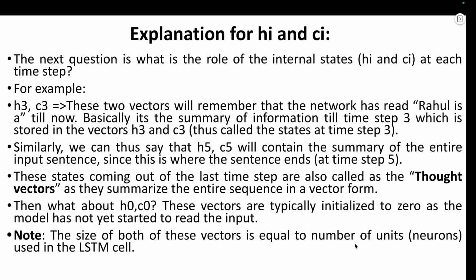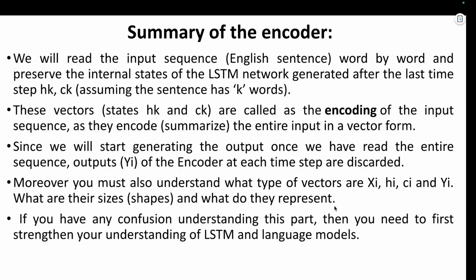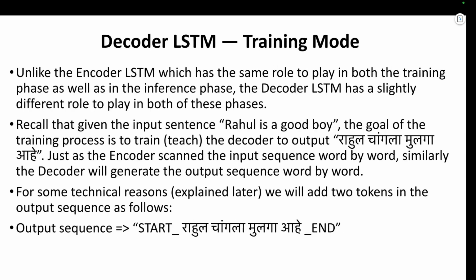Now whatever output is generated by the encoder will be the input for the decoder. The vectors hk, that is the hidden state and cell state generated by the encoder, are called the encoding of the input sequence, as they encode or summarize the entire input in vector form. Since we start generating the output only once we have read the entire sequence, yi, the output of the encoder at each time step, will be discarded. Now the next step is the decoder.